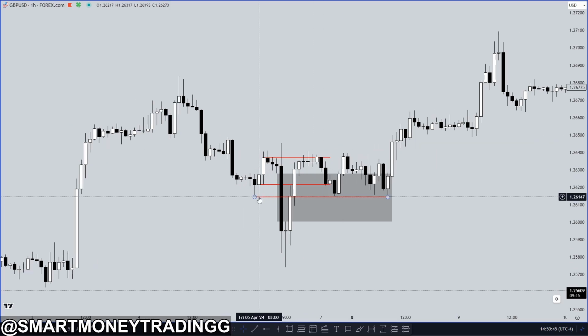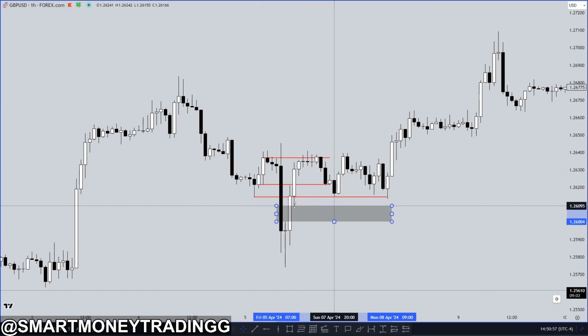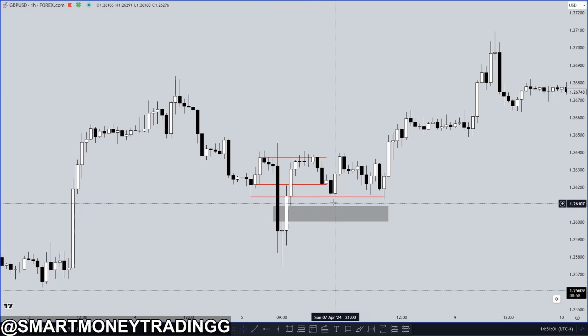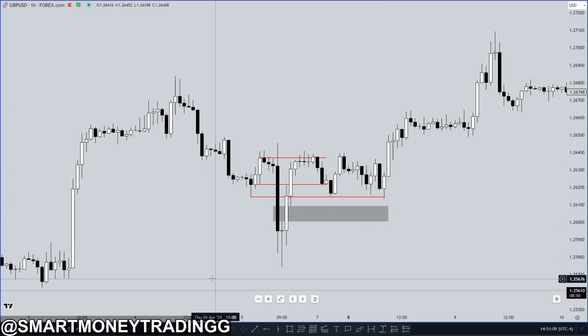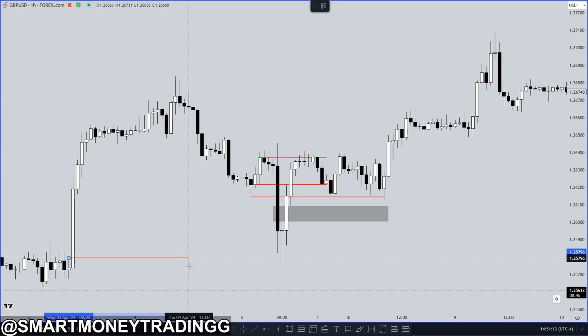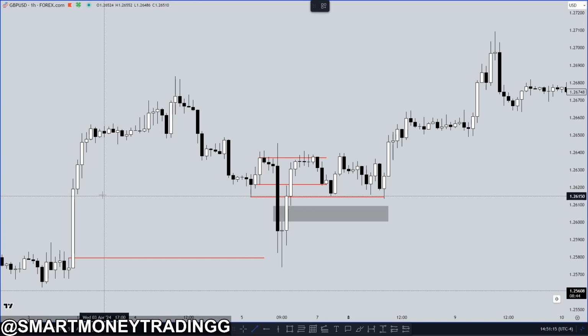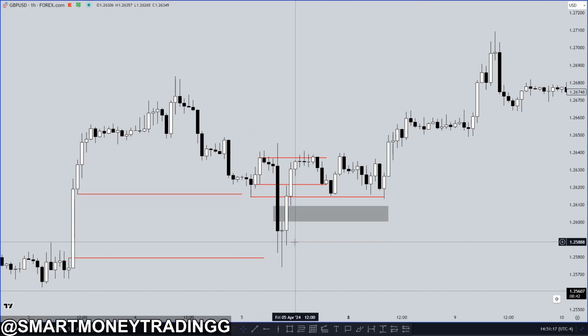As you can see here, the low that created that market structure shift did get respected because it eventually became a balanced price range. But as you can see here, we never ever came back down to the balanced price range. We barely came close to the market structure shift low, but eventually we had this right here. We had the retracement and we went up higher. And the main reason why is because we already had a buy side imbalance right here that we were retracing back into. So again, this is very, very important.